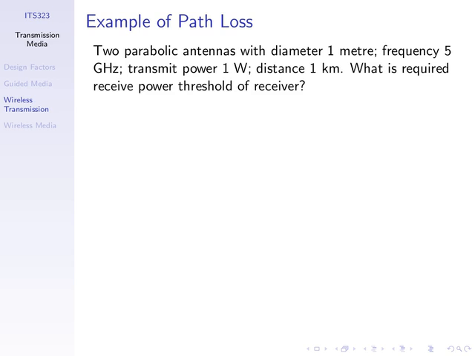About 250,000 times less than the transmit power. 1 watt, 4 microwatts. Almost a million times less than the transmit power. So this is showing how much the signal reduces over distance. And that's what our free space path loss model allows us to do.